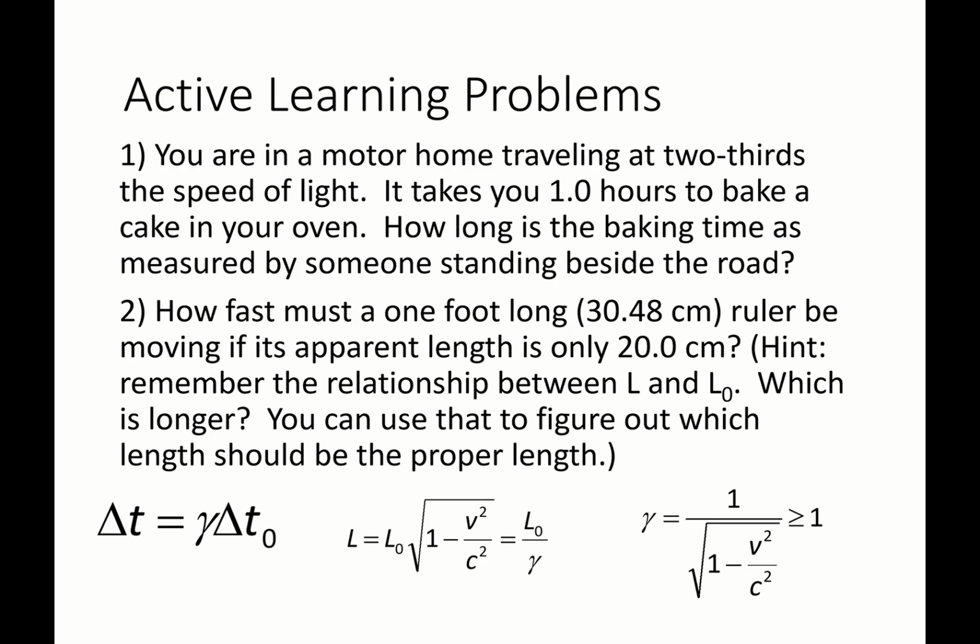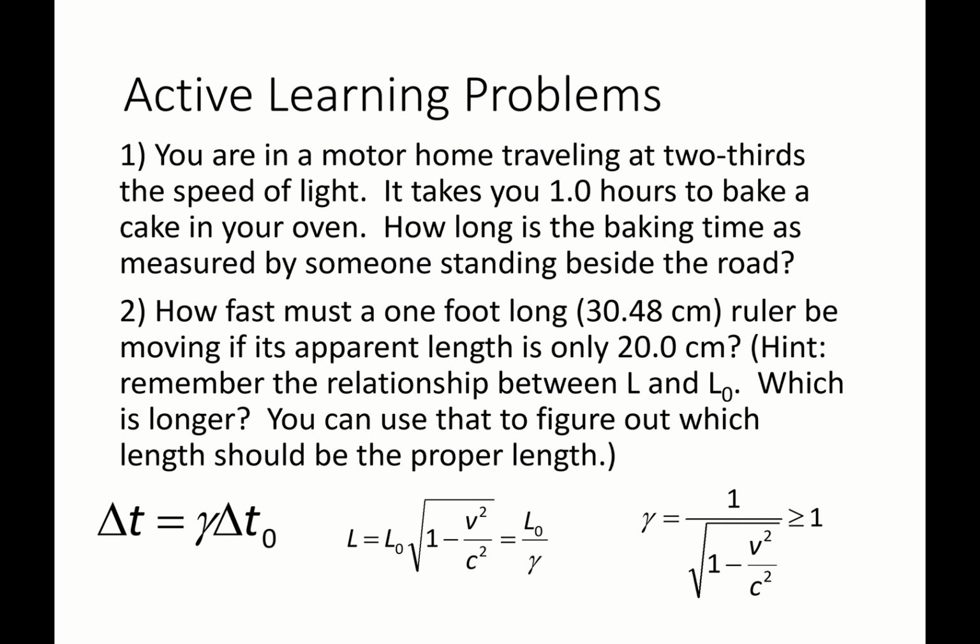So I want you to sit down and do 2 questions here, one with time and one with length. So the first one, you're in a motorhome that's traveling at 2/3 the speed of light, and it takes you 1 hour to bake a cake in your oven. So we want to know, how long is the baking time as measured by someone who's standing beside the road and watching you drive by. So again, think about in which frame the cake is put into the oven and taken out of the oven at the same location, and that'll help you figure out which is the proper time.